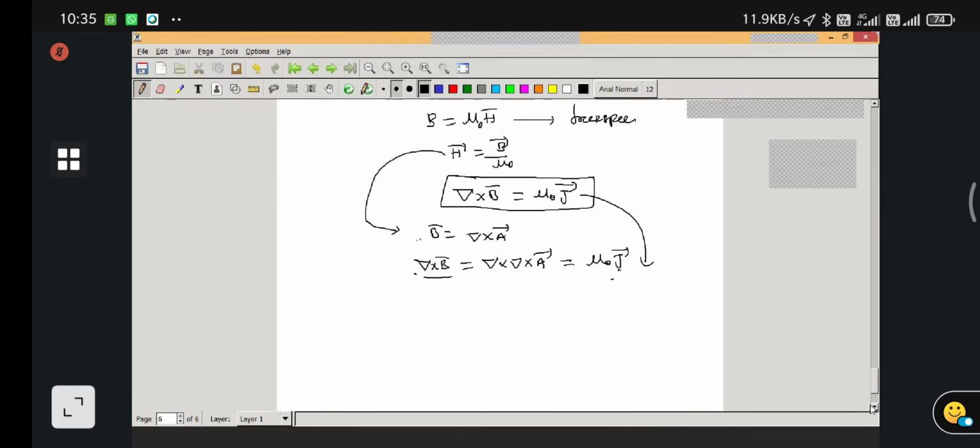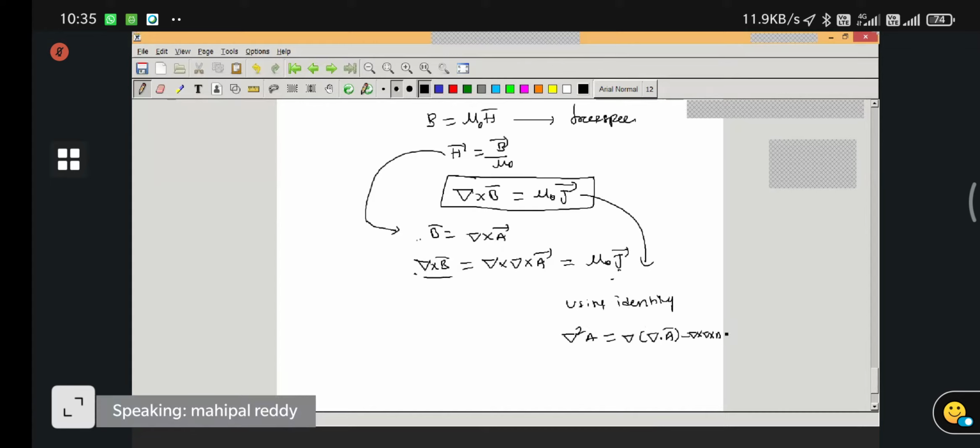Using the identity, I am putting it in the box: curl of curl of A equals del of del dot A minus del square A. So curl of curl of A equals del dot A term minus del square A.